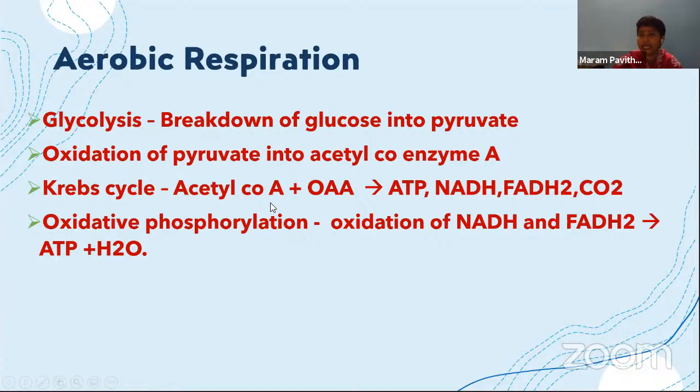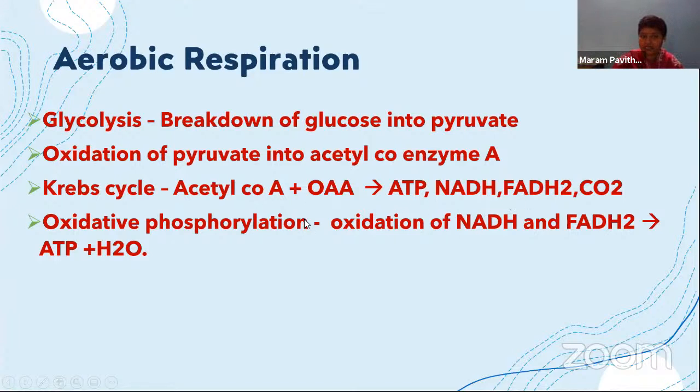Acetyl coenzyme A, a 2 carbon compound, combines with OAA, oxaloacetic acid, a 4 carbon compound. These two combine and participate in several reactions, and finally they form ATP. ATP is the energy form. ATP, adenosine triphosphate, and NADH, and FADH2, and carbon dioxide. These are the end products of the Krebs cycle.